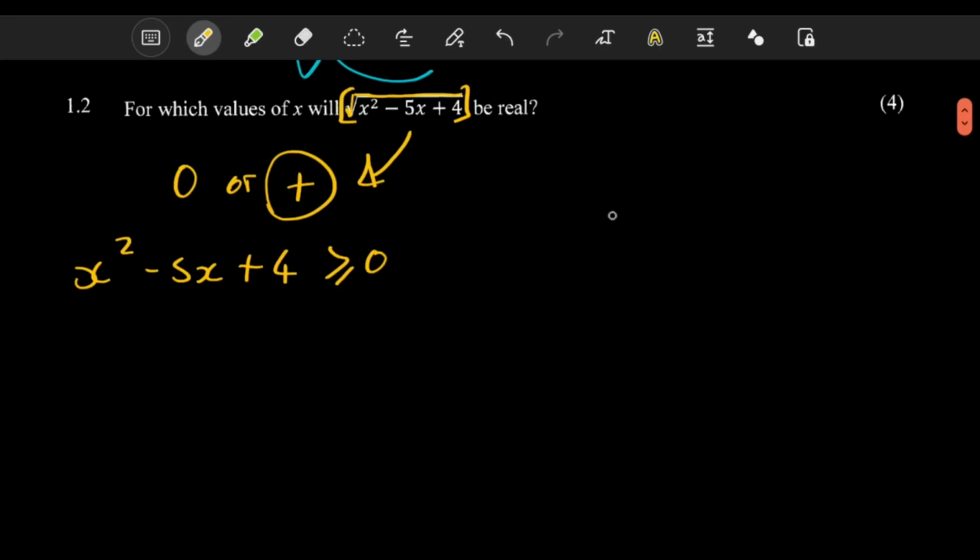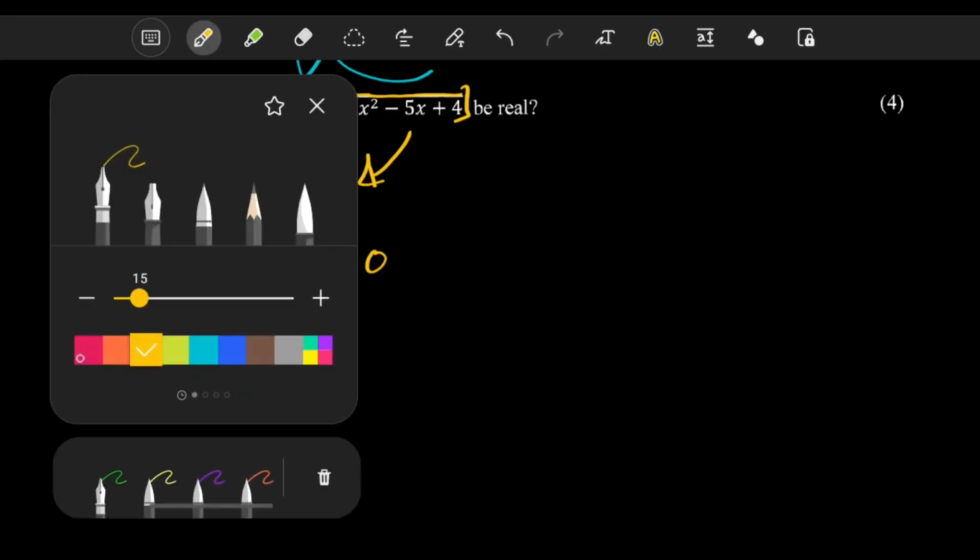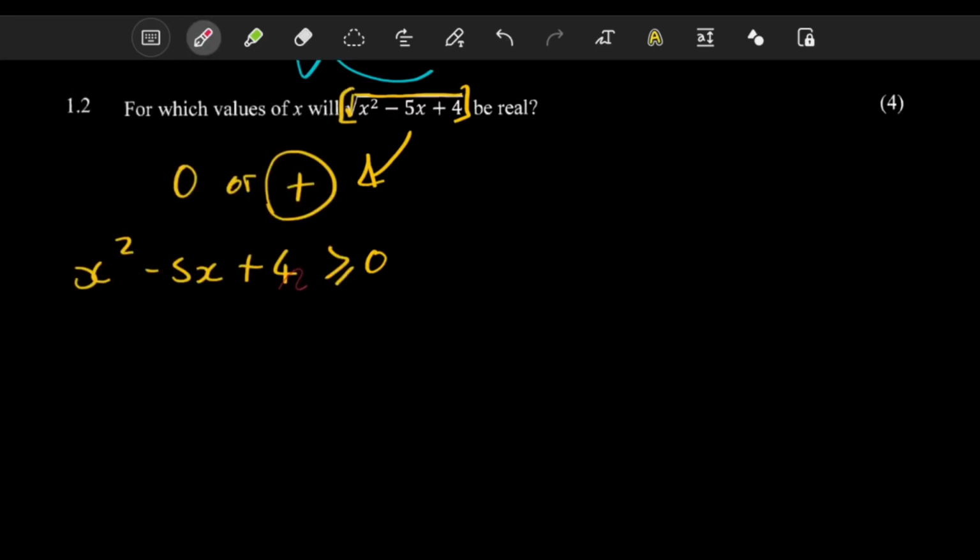We can get our roots by using the quadratic formula, or we can just factorize. We look for factors of 4 that can give us a 5. We know it's just 1 and 4, so here you can put a 1, here you can put a 4. Then you think to yourself, this is a positive 4, so a positive 1 times a positive 4 can give you a 4, but a positive 1 plus a positive 4 cannot give you a negative 5. So you want these two to give you a negative 5.